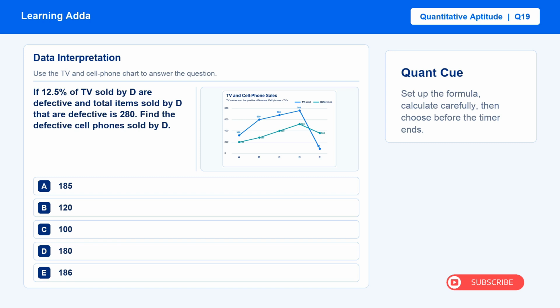Question 19. If 12.5% of TVs sold by D are defective and total items sold by D that are defective is 280, find the defective cell phones sold by D. Option A, 185. Option B, 120. Option C, 100. Option D, 180. Option E, 186. The timer starts now.